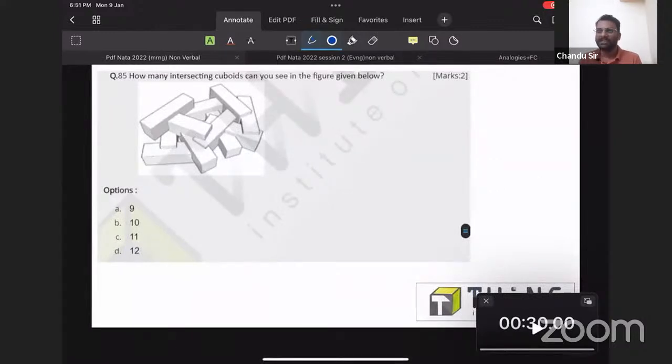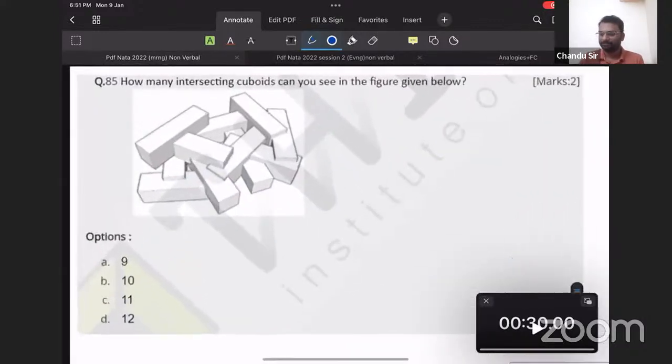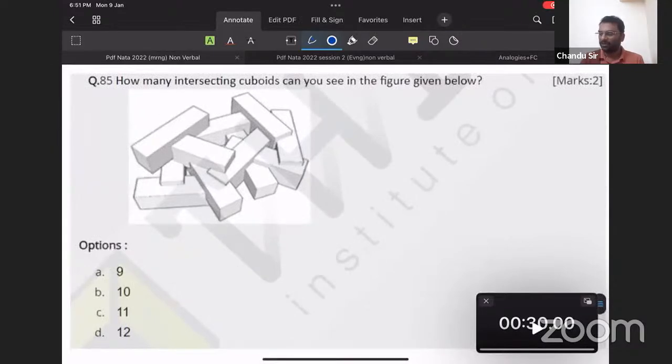I'm going to the next question. Just a counting question. I think this question doesn't require any kind of shortcuts. You can directly get to the answer. How many intersecting cuboids can you see in the figure given below?